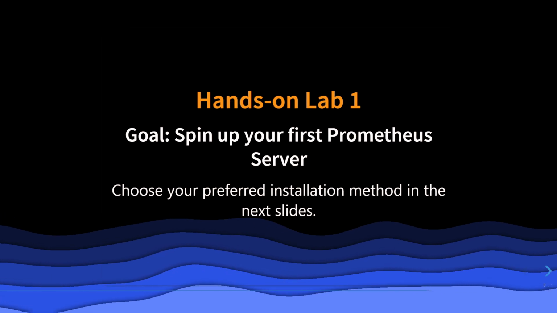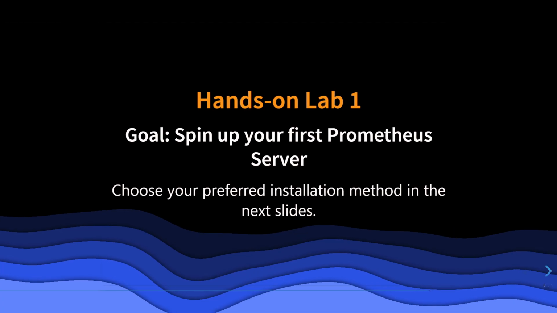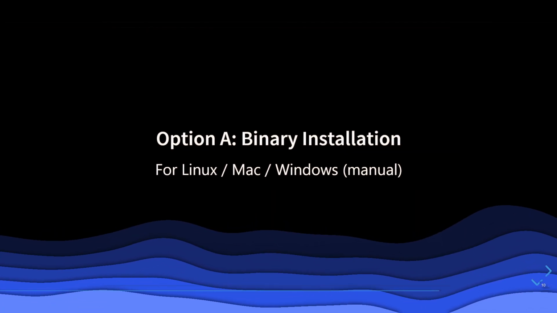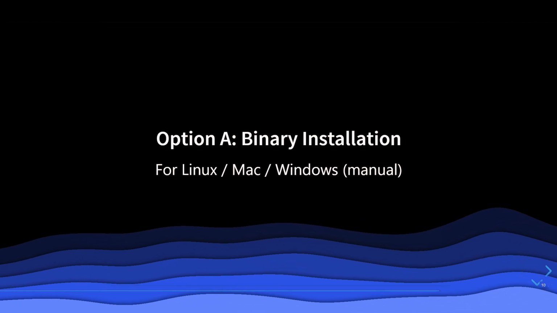Hands-on lab goal. Spin up your first Prometheus server. Pick your preferred method from the following options. Option A, binary installation, suitable for Linux, Mac, or Windows manually.